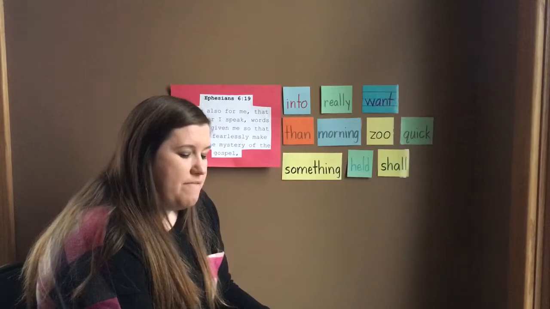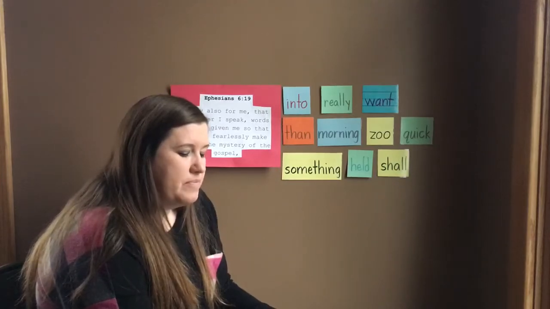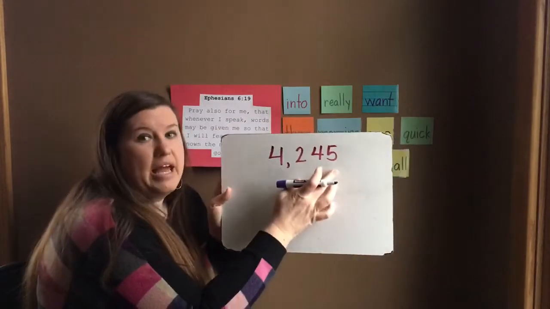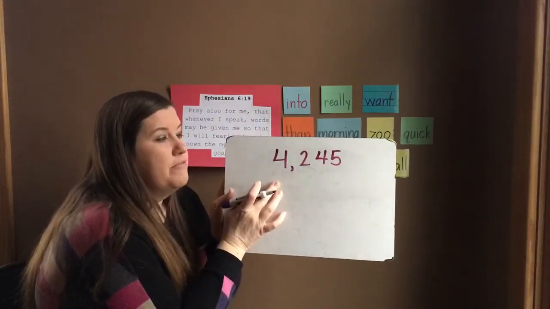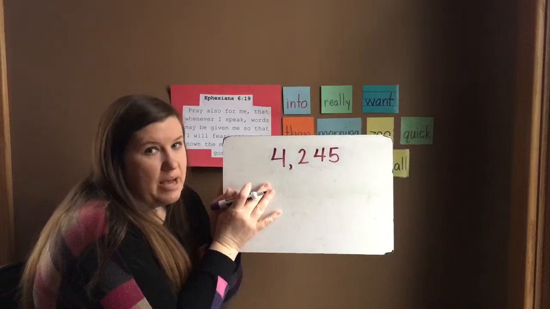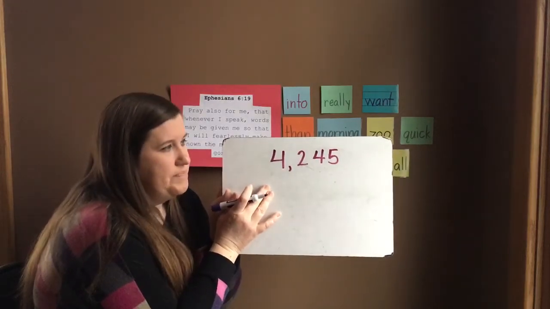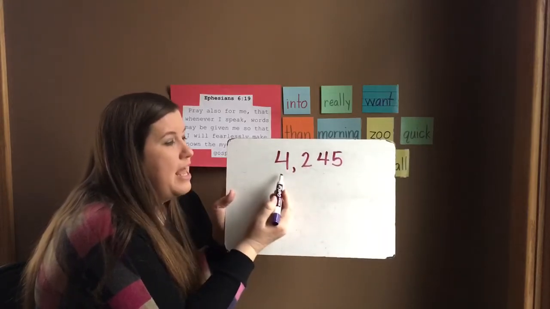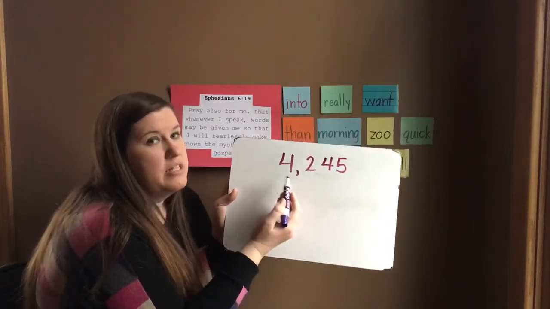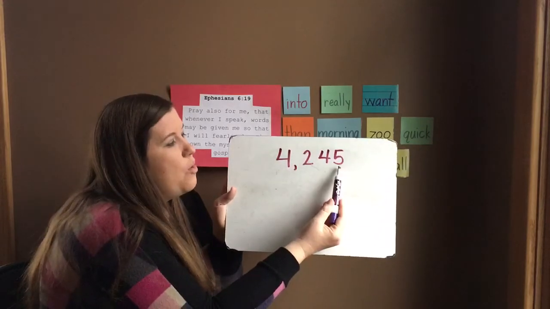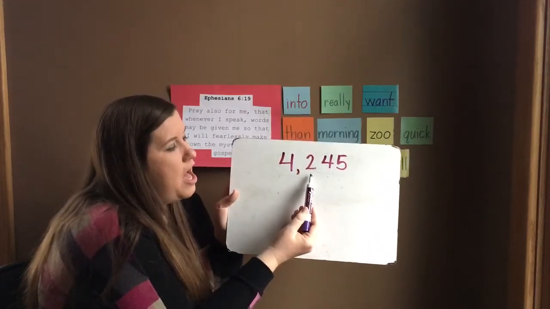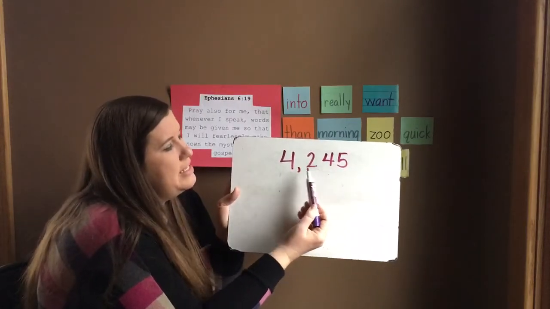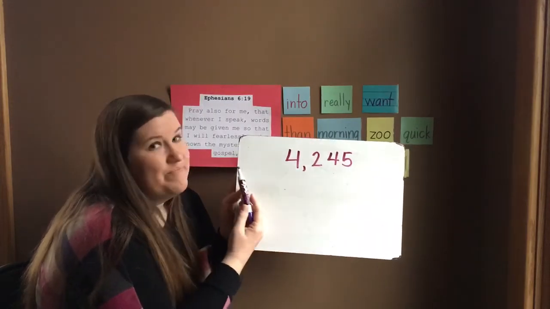So when we write a 4-digit number, obviously there are 4 digits. And we are ready to look at the 4 place values that we have here in this big number. So we have the ones, the tens, the hundreds, and the thousands. Okay, so let's say those place values together. Ones, tens, hundreds, thousands. One more time. Ones, tens, hundreds, thousands. Good job.